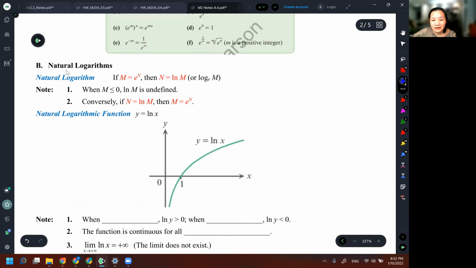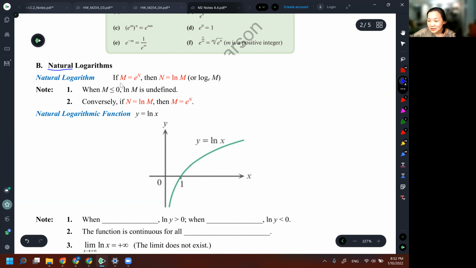The next one is the natural logarithms. Natural means the log to the base e. Okay, let's study log again, just as if I assume that you don't know log at all.